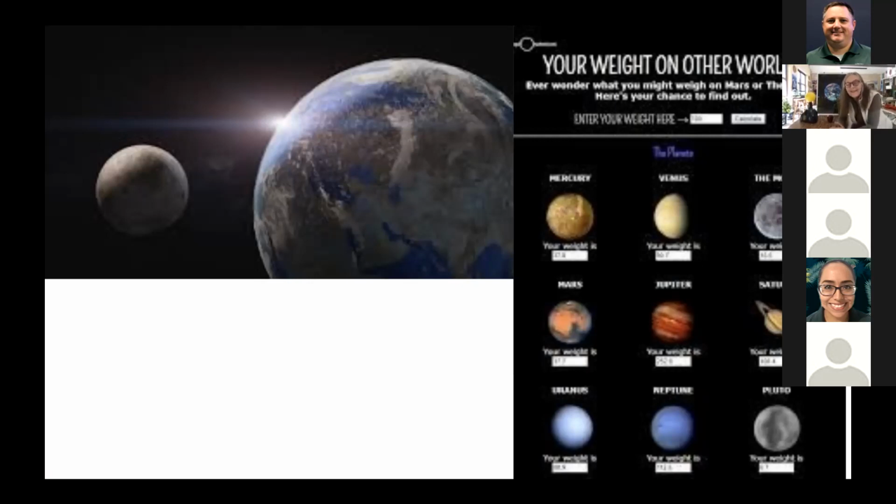You can go to various little websites and calculate your weight on all the different planets. Of course, on the smaller ones, you'll weigh less, and on the bigger ones, you'll weigh a lot more.